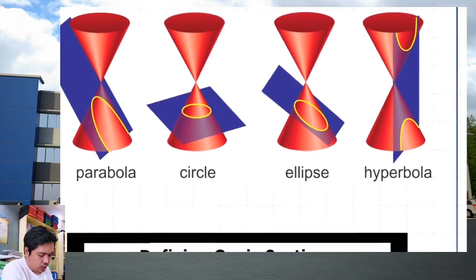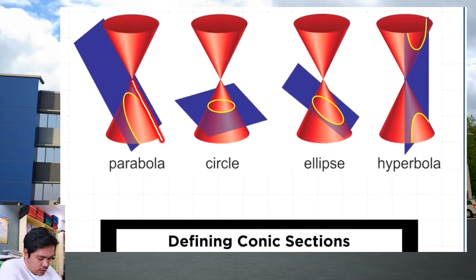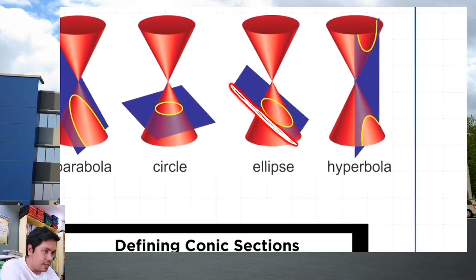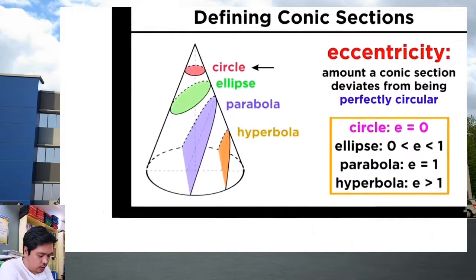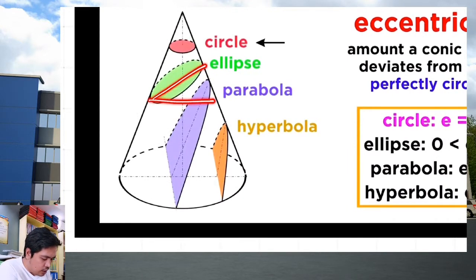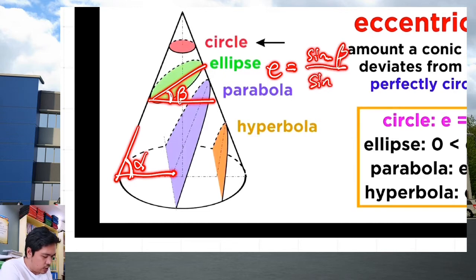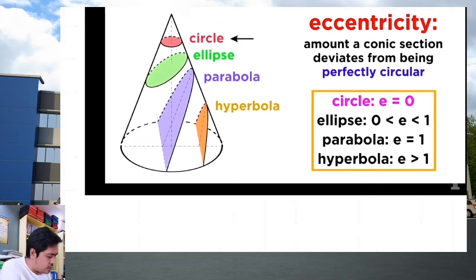If you recall, in the previous lesson, for the parabola, the angle of the slant of the cutting plane is the same angle. For an ellipse, the angle of inclination of the cutting plane is less than the angle of inclination of the slant. So if you get the eccentricity using the sine of these angles, for example, this is alpha, this is beta, that would be sine beta over sine alpha. Since sine beta is much smaller than sine alpha, the eccentricity is less than 1.